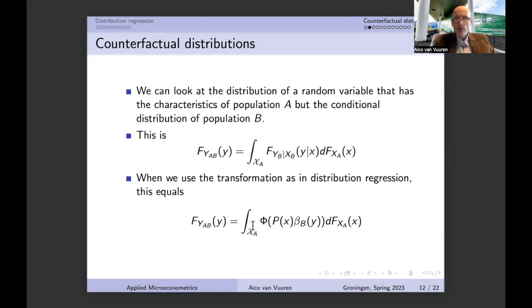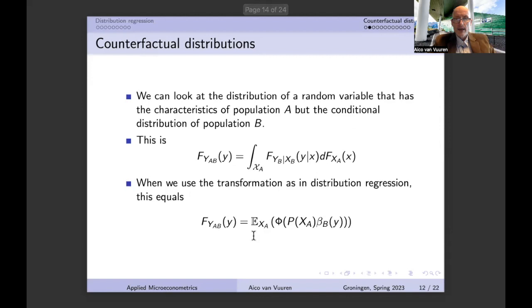So therefore, we can also write this as a mean. We integrate over the characteristics of x_A, a mean over x_A with respect to this thing that we have over here. Why is this important? This is important because, since this is a population mean, we can of course not calculate this, but we can try to estimate this.